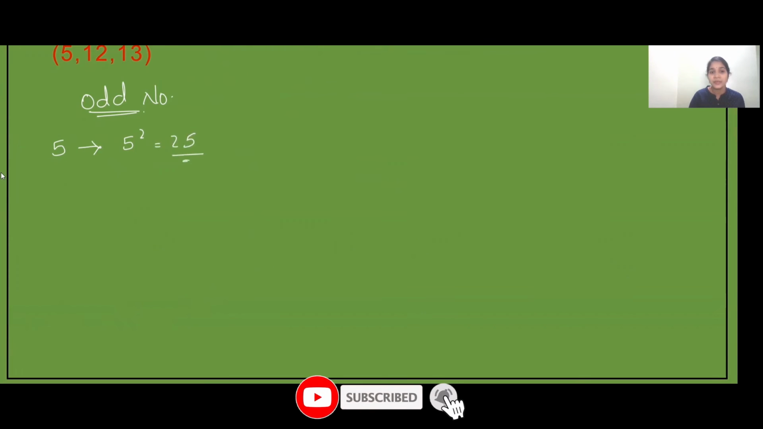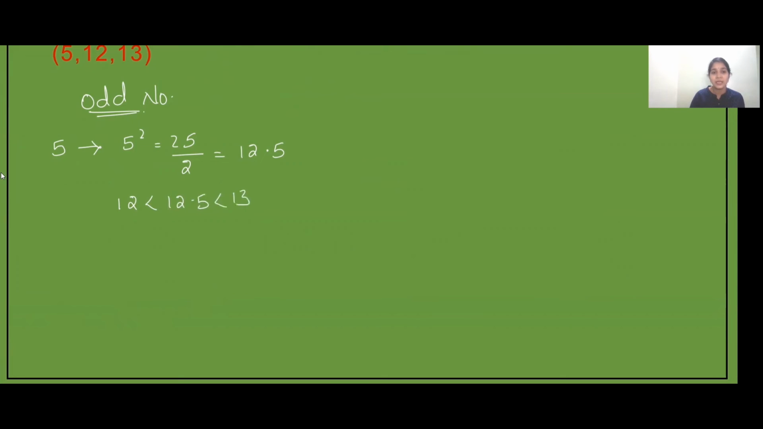After getting 25, just divide by 2. So we get 12.5. We know that 12.5 is a value lying between 12 and 13. So the other two Pythagorean triplet numbers apart from 5 are 12 and 13. So 5, 12, 13 is one Pythagorean triplet that we have got.